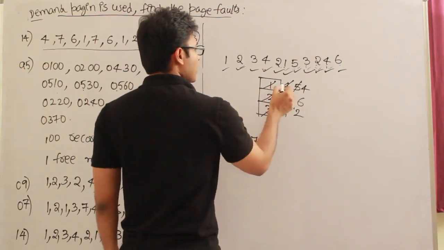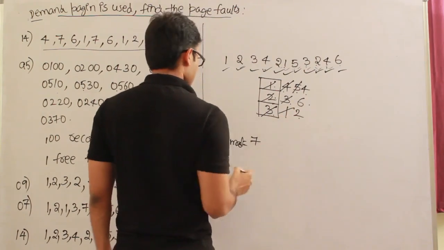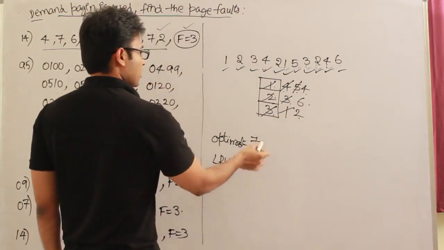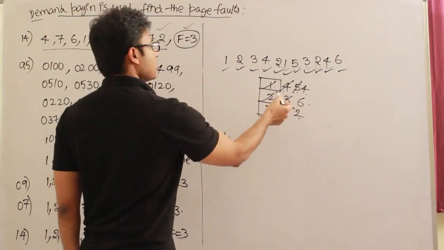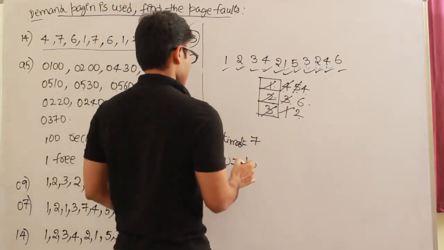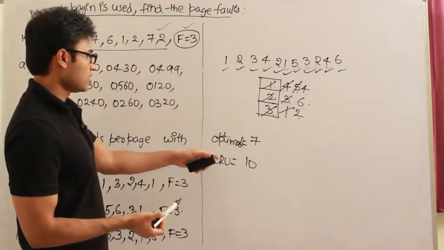So how many? 1 2 3 4 5 6 7 8 9 10. So this LRU is going to create 6 plus 4, that is 10 misses, right? 6 is the minimum, and above that it got 4 more.